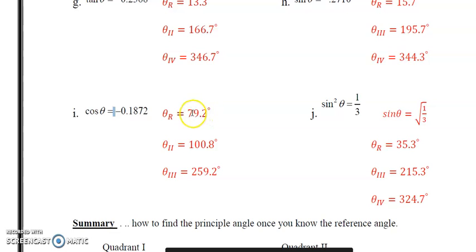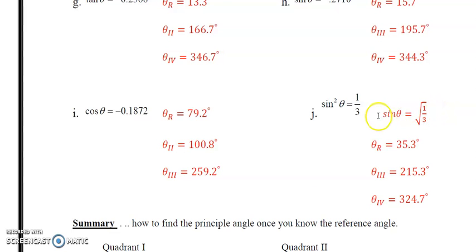So we're going to take the 79.2. We're going to subtract it from 180 to get to quadrant 2, and we're going to add it to 180 to get quadrant 3. This one's kind of neat. We got the square root. Sine squared theta is equal to 1/3. So first thing we're going to do is take square root of both sides. So we get sine theta is equal to square root of 1/3.